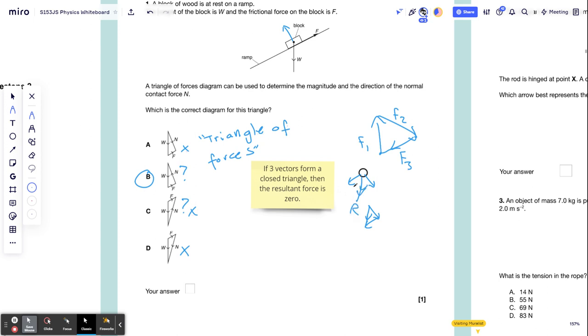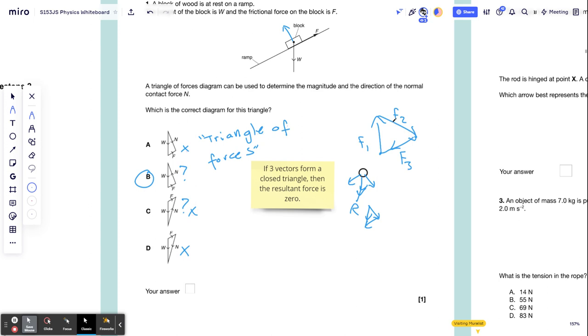Okay. Now, if you had three forces and you put them end to end and they ended up forming a closed triangle, then that would mean that the resultant force is zero, because there's no resultant, the start and the end are in the same place. So this is what we call the triangle of forces.